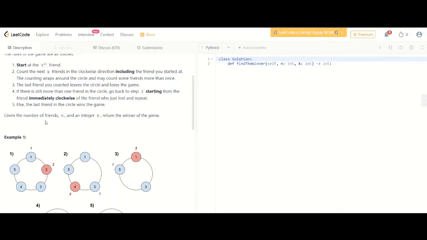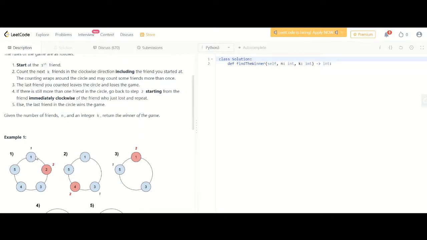Okay, now what is the problem? The game says you'll always start at the first person, and then you have to count k people. Starting from the first person you need to count k people, and then that kth person leaves the game. We have to continue doing this until we are left with just one person in the game, who's going to be the winner.